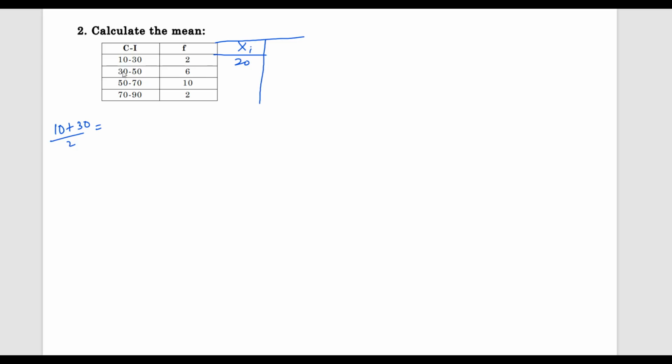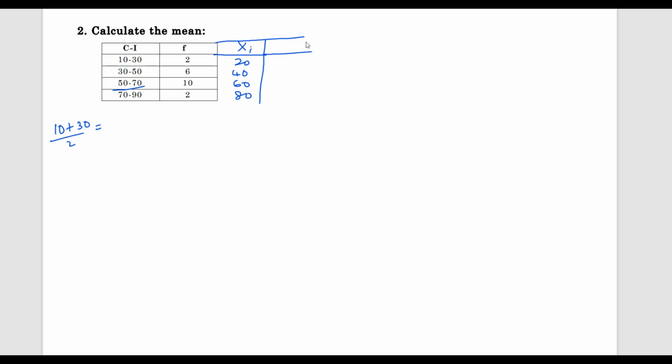The same way, 30 plus 50 is what? 30 plus 50 is 80. 80 by 2 is 40. Next, 50 plus 70 is 120, by 2 is 60. 70 plus 90 is 160, by 2 is 80.